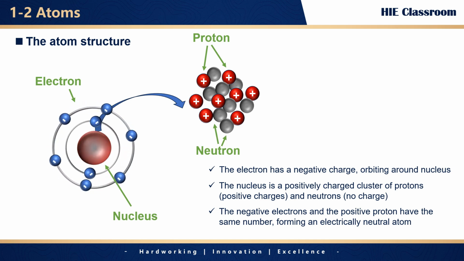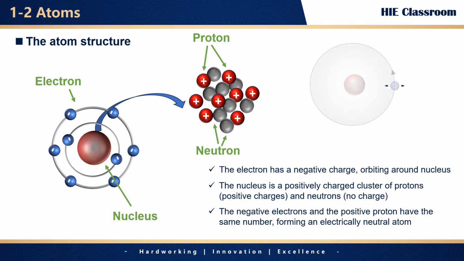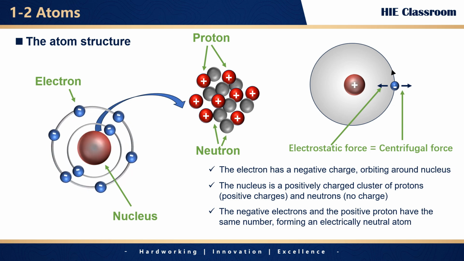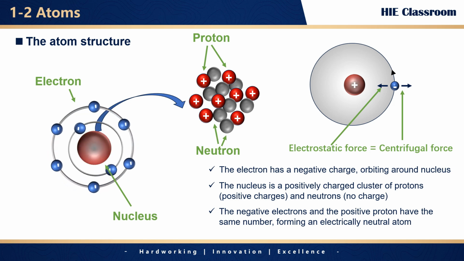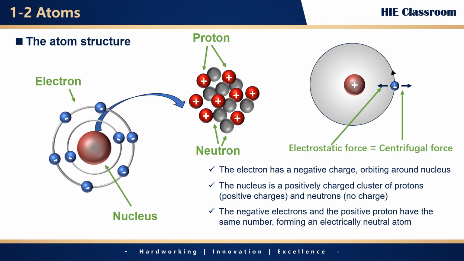Why do the electrons stick around the nucleus in the first place? It's an electric pull. The positive nucleus keeps those negative electrons in orbit by electrostatic force, kind of like gravity holding satellites around our planet.